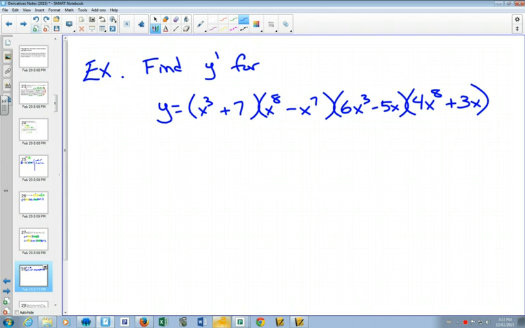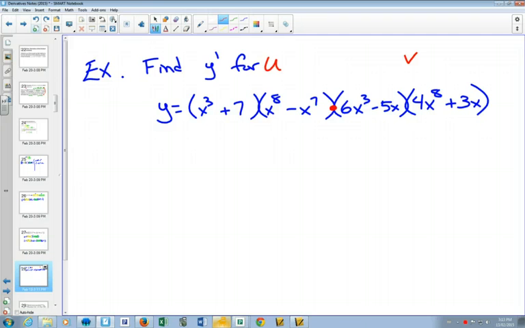First of all, as far as color coding here, I'm going to put a big dot right there. So you can say this is something times something. For that red dot, I can think of this as u times v.